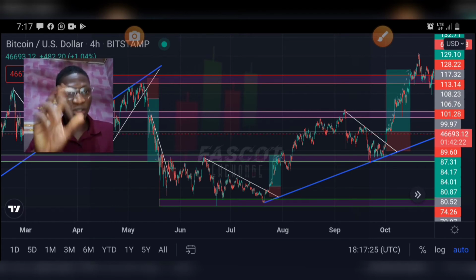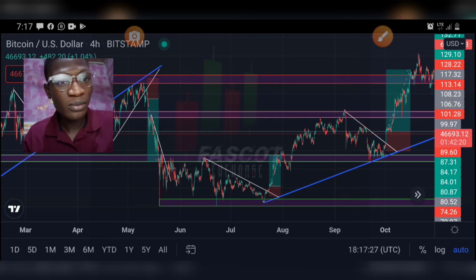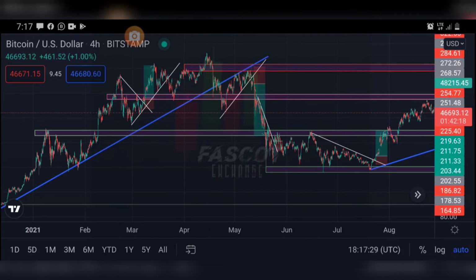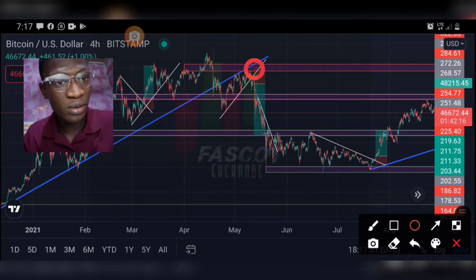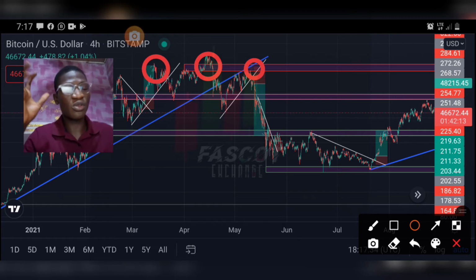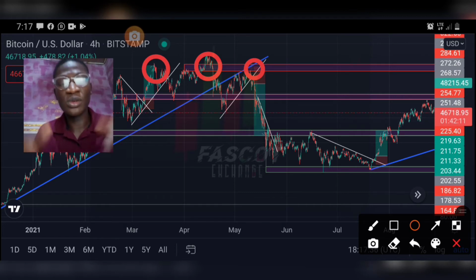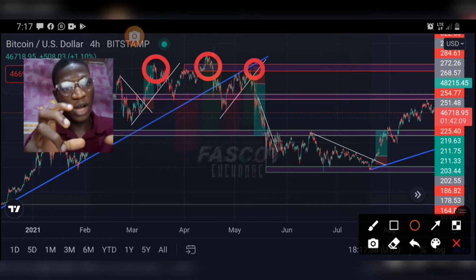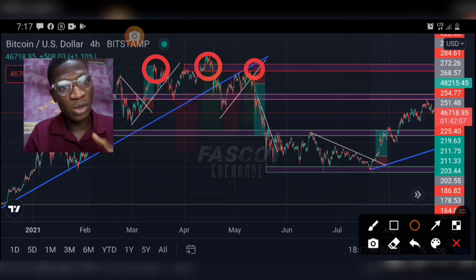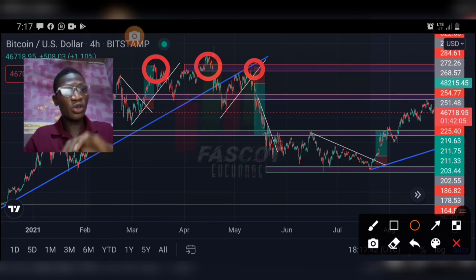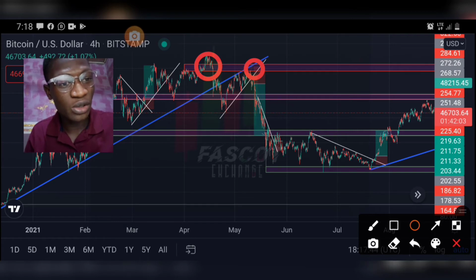I mean, at the next supply zone, right? Now, where is the next supply zone? This is the next supply zone, because that is where price reacted the last time. The last time price got to this zone, it fell off, right? So you want this market to get to that zone and then do the same thing.